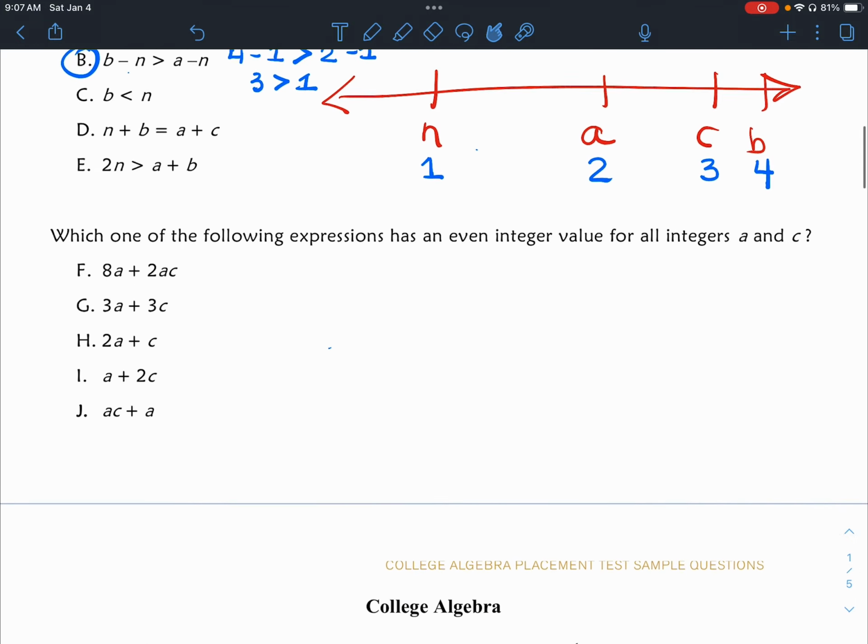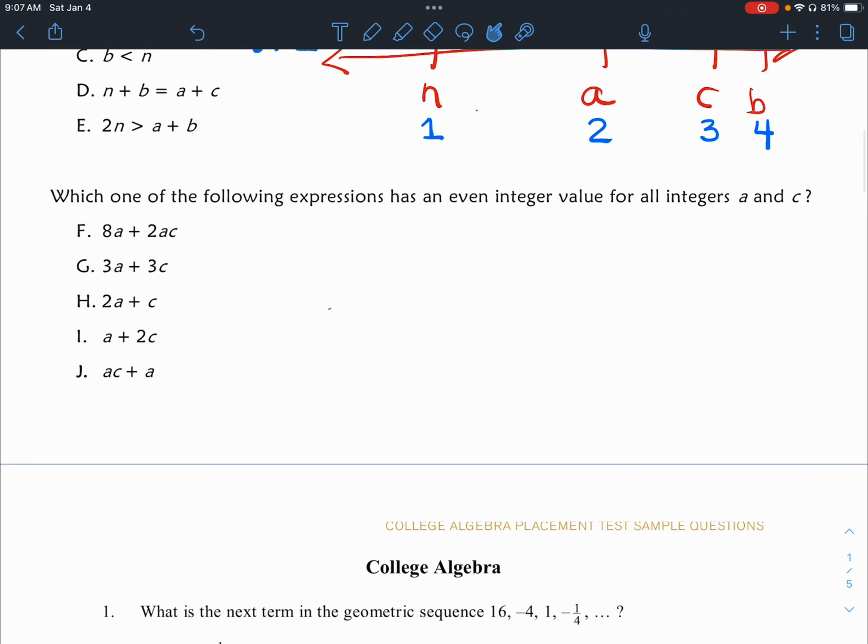Okay, let's look at one other one, then you'll have an opportunity to practice some of these problems here on your own. Okay, it says, which of the following expressions has an even integer value for all integers A and C? Okay, so we're letting A and C represent any possible integer. So now it could be anything that's negative, anything that's positive, even 0 is included as an integer. A or C could be any possible integer, but we're interested in which of these 5 answers would then result in, if we combine these together, an even integer.